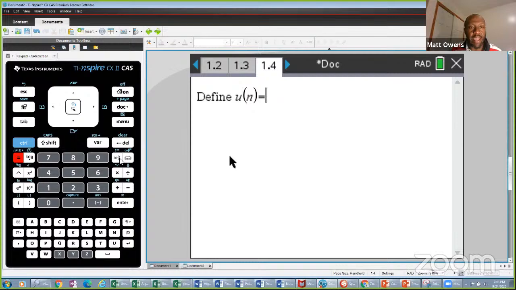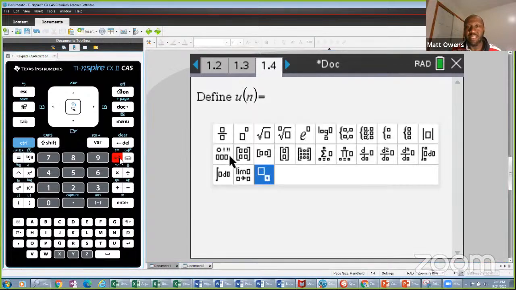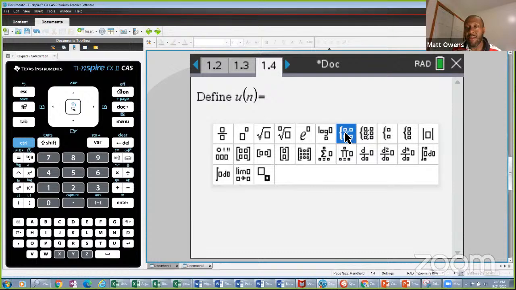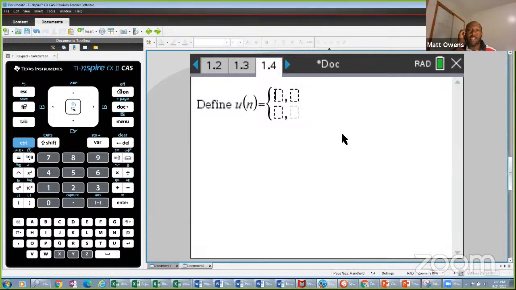And here, if I click this catalog key beside the number 9, and I use piecewise, this is a great way to build a recursive function off of the first term and a rule for successive terms after that point. So maybe for the first term of the sequence, I want 5 to be my output. The first term would be 5. So in this case, n would equal 1.